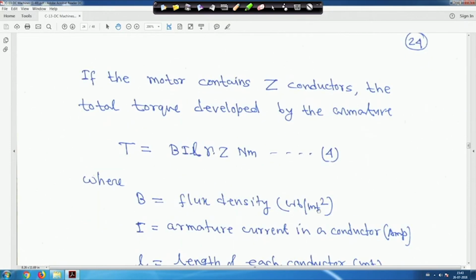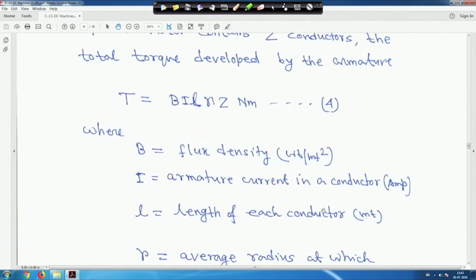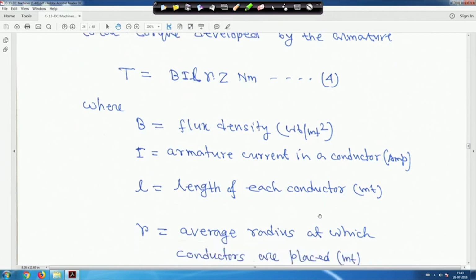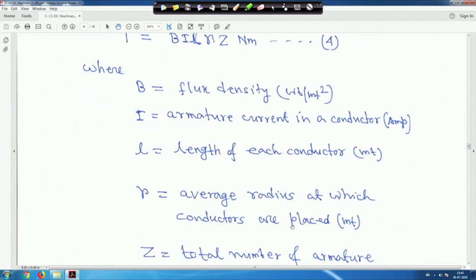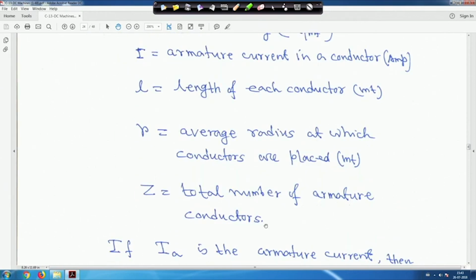Now, B is the flux density in Weber per meter square, I is the armature current in a conductor, that is ampere, L is the length of each conductor, that is meter, and r is the average radius at which the conductors are placed, that is also meter, and Z is the total number of armature conductors.